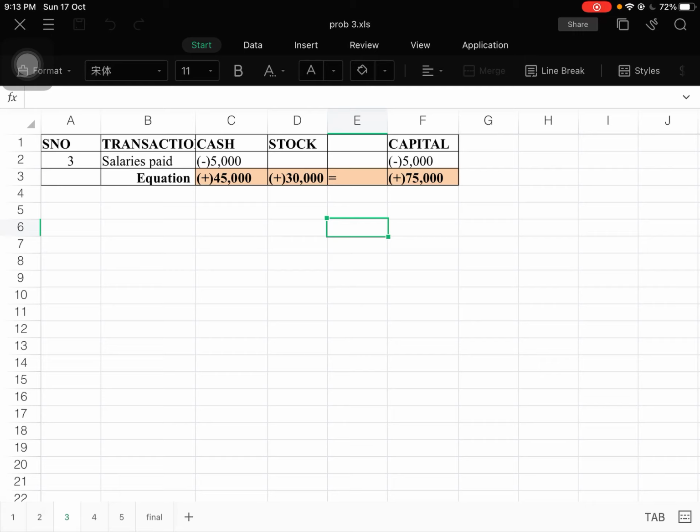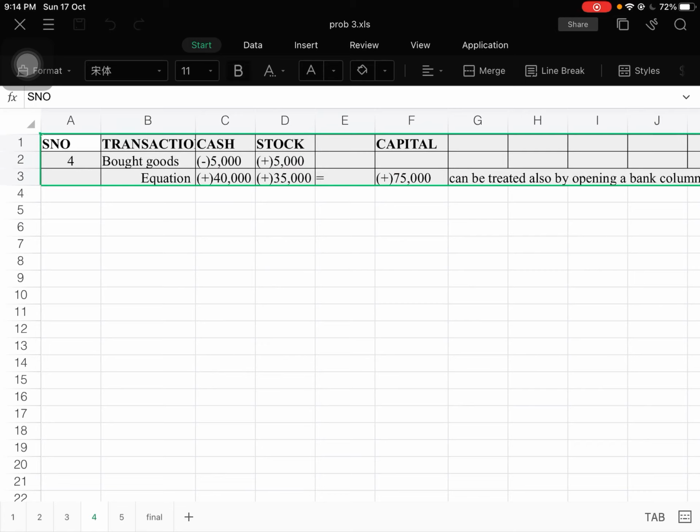And in case of any other transaction relating to capital, it will also have to be shown in the capital. So this is a rule to be noted. What we are doing here: we deduct 5,000 from cash as well as from capital, and thus the equation goes like this: plus 45,000 after deducting 5,000 from 50,000, cash; stock remains the same, plus 30,000; and capital will now be coming down from 80,000 to 75,000.